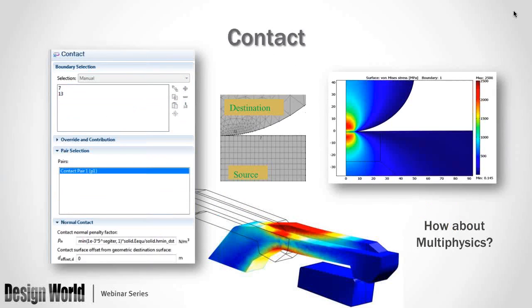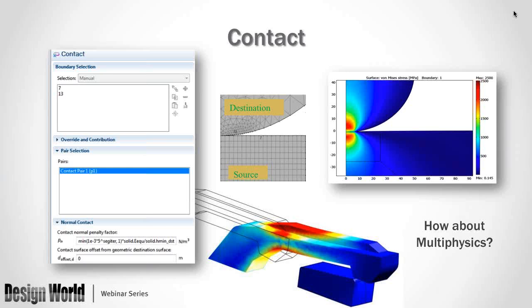The other source of nonlinearity that I'll touch on today is contact. Here you see a little bit of the details of how we implement that in COMSOL. You see the snap hook fastener again. Obviously this little block and this little hook are in contact there, and you see the stresses and strains that are associated.